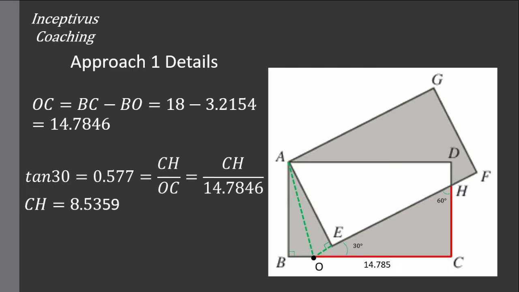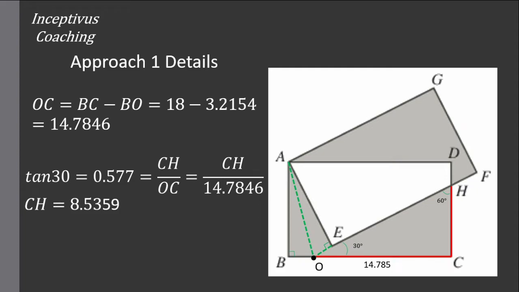Now all we're left with is this 30, 60, 90 degree triangle to the right. We know that BC is 18, right? We just calculated the length of OB, right? So we can calculate the length of OC. Just take 18, subtract OB, and that is the length of OC, which is 14.78. And take the perspective of the 30 degree angle on the bottom. Use the tangent ratio to calculate the length of CH, and that is 8.5.